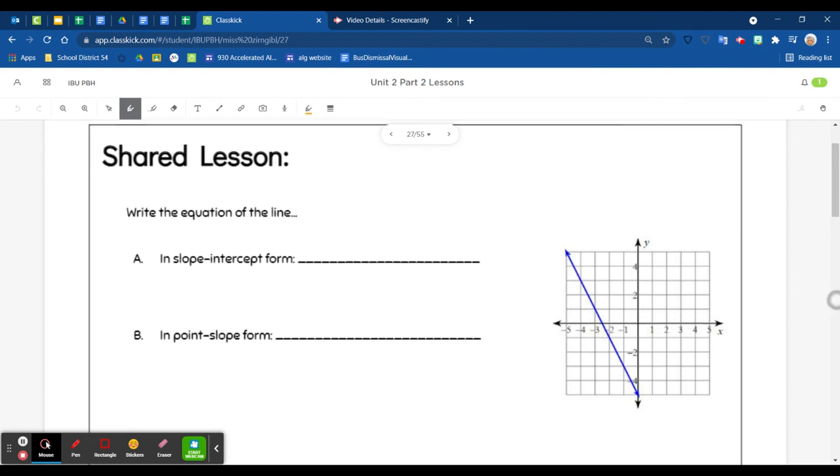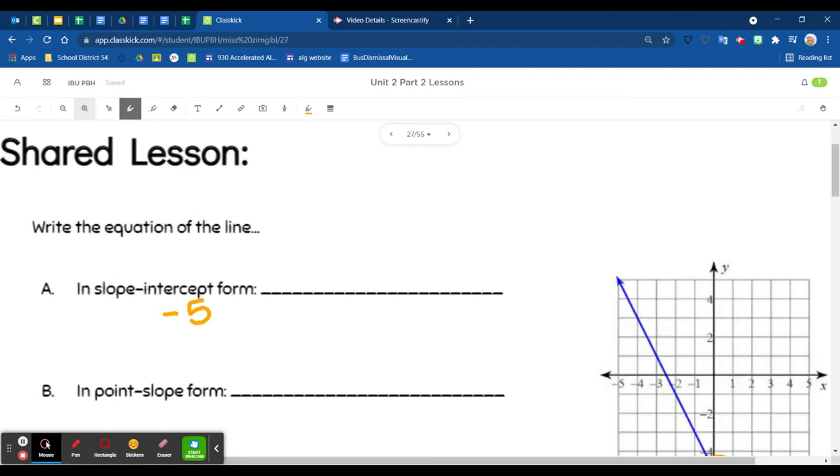Write the equation of the line in slope-intercept form. Okay, it looks like my intercept is at negative 5. And then let's zoom in so we can count our slope. Looks like I am down about 1, 2, and I run 1. So it looks like my slope is a negative 2 over 1, or no, just negative 2. So in slope-intercept form, we're going to be y equals negative 2x minus 5.